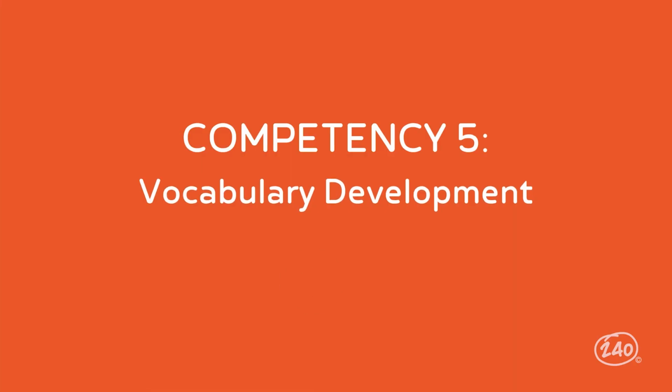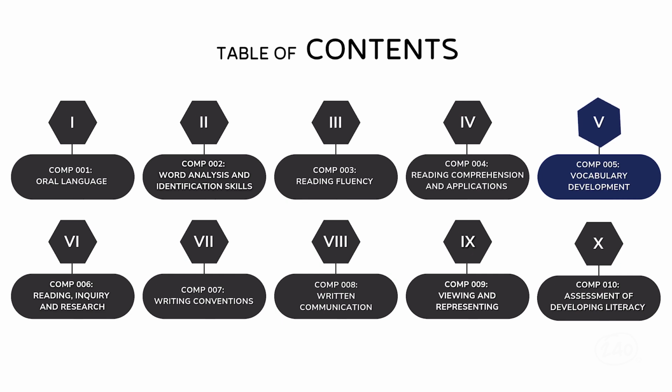Here we are at the 5th competency, vocabulary development. In order for students to progress as readers, it's important that they understand the meaning of the words they're reading. So, vocabulary instruction is an important part of teaching English language arts and reading. Most vocabulary is learned indirectly. Teachers should expose students to targeted words in multiple contexts.